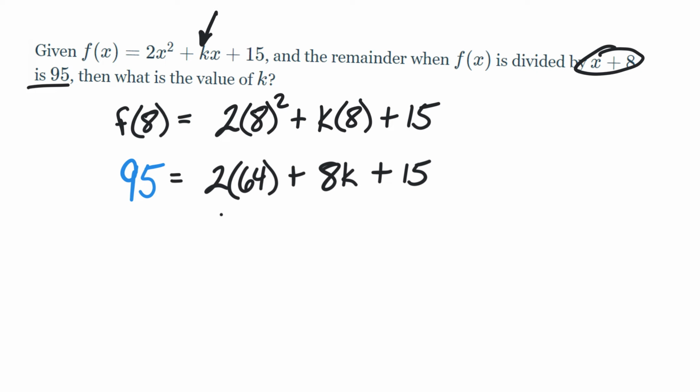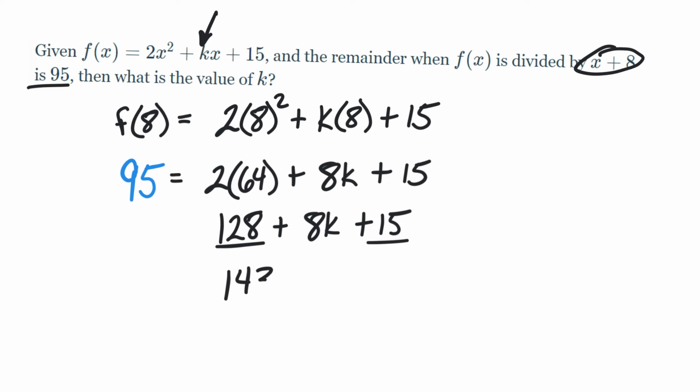2 times 64 is 128 plus 8k plus 15. These two values are alike, so they could be put together, making 143, not 7, 143 plus 8k.